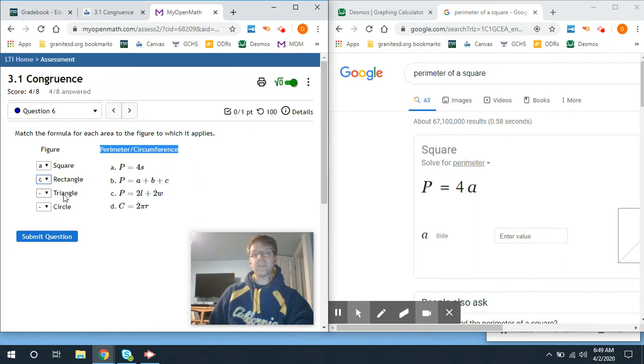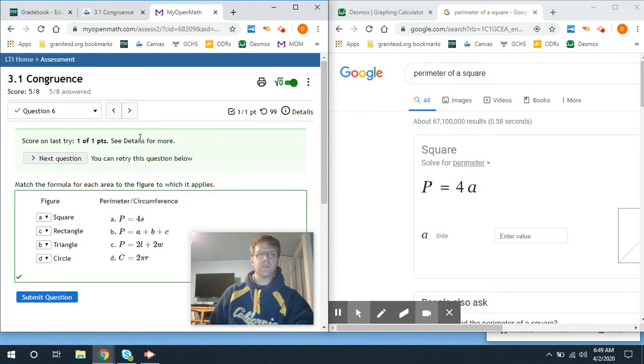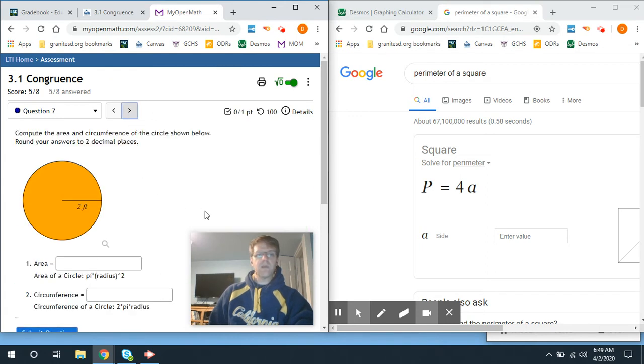How do you find the outside edge of a triangle? Well, you add up all 3 sides, even if they're different. So that would be the one side, second side, and the third side. So that would be this one. And then what about a circle? Well, circles are the ones that have pi in it. So that's got to be that one. So the perimeter of a circle is 2 pi r. So that would be that one. Just match them up.